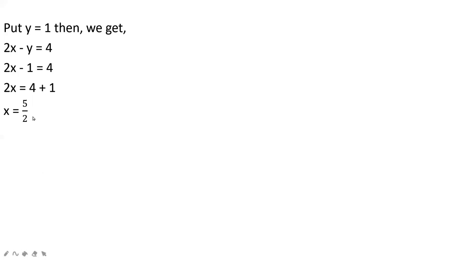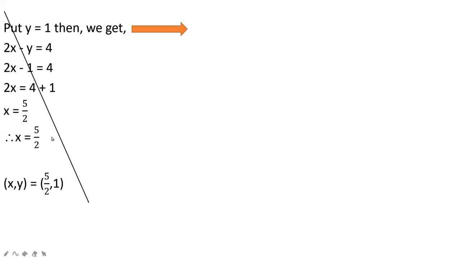It is not that we cannot plot fractions on the graph. We can plot fractions on the graph, but plotting fractions becomes a bit difficult. That is why, if you can avoid them, then avoid taking fractions. So we will not take this point. We will reject y equals 1.